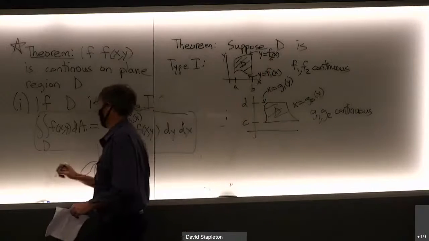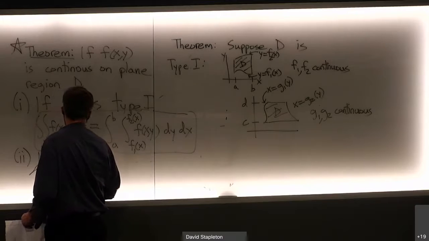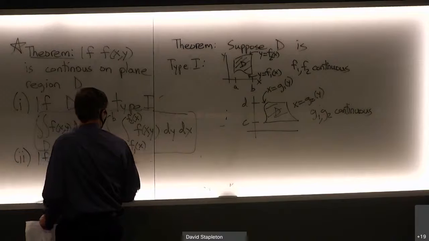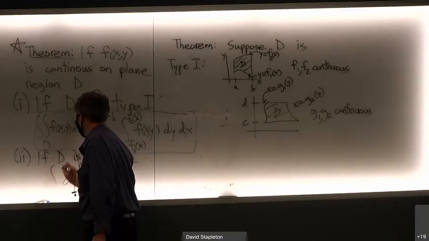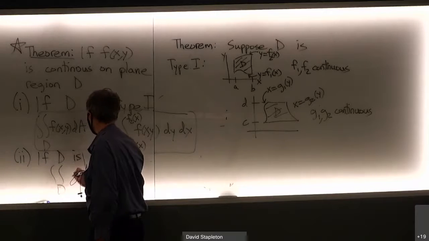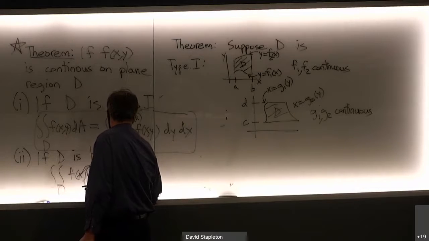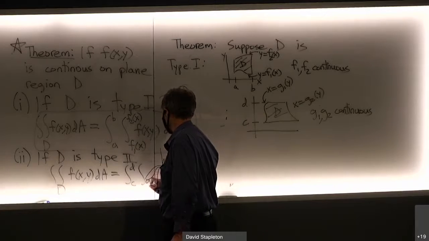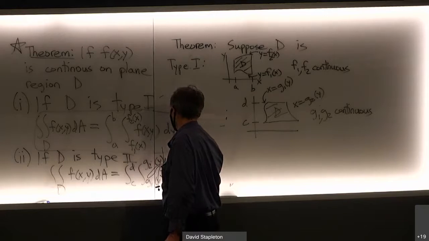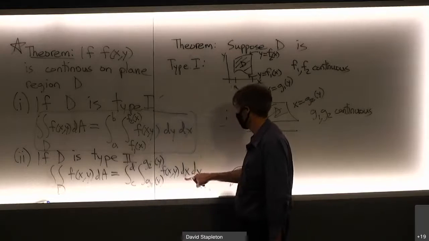Furthermore, there's nothing special about the x direction. You can do the same thing in the y direction. If D is type 2, bounded by continuous curves on the left and right and horizontal lines on the top and bottom, then the double integral over D or R, whatever you want to call it, of f of x,y, a continuous function, is the integral y going from C to D, and x going from the left function g1 of y to the right function g2 of y, of f of x,y dx dy. So it's in the other order, dx on the inside, dy on the outside.